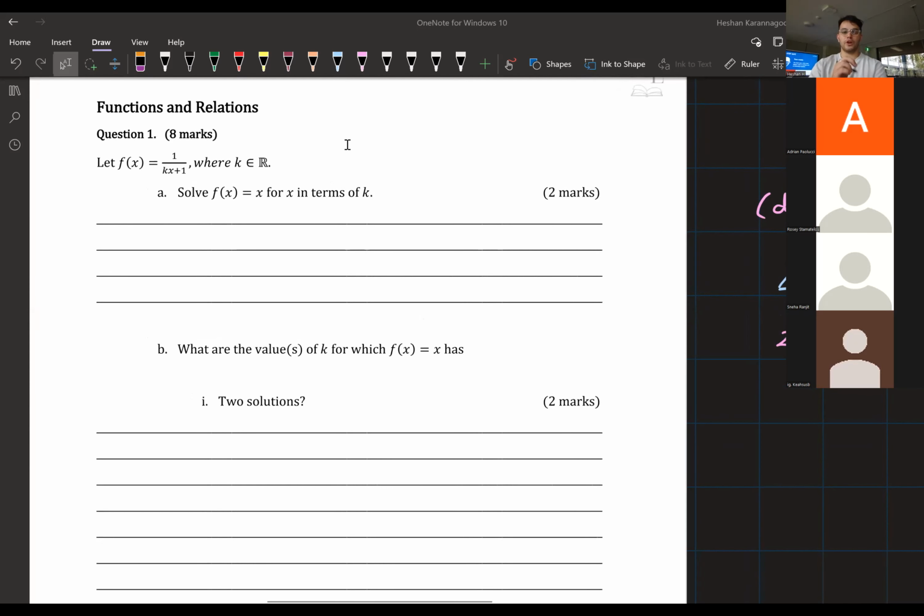So let's get started. If you want a copy of this, it would have been sent to your email with the ticket and the confirmation. Hopefully you've tried it before. If not, that's all good, you can just follow along with us right now. So let's get started with this question.